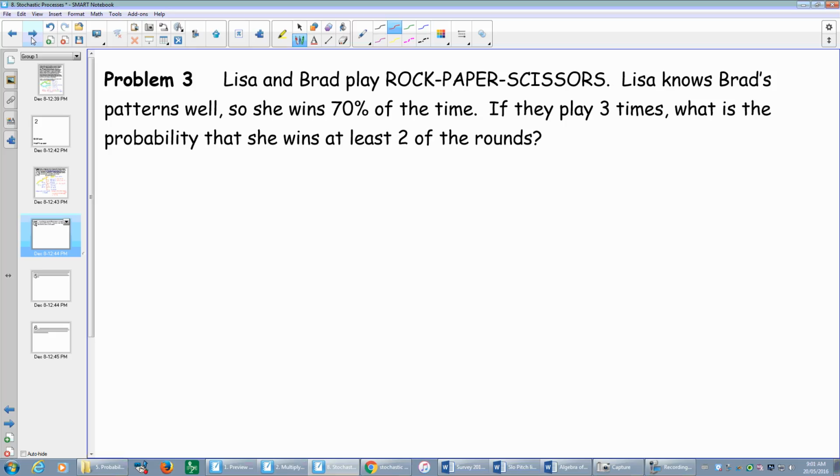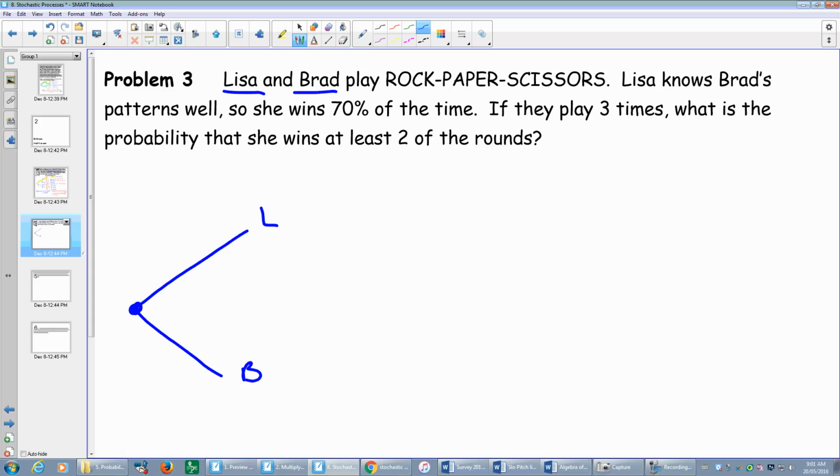Lisa and Brad play rock, paper, scissors. Lisa knows Brad's pattern well, so she wins 70% of the time. If they play 3 times, what is the probability that she wins at least 2 of the rounds? Okay, so I'm going to start off here. I'm going to write the winner. L for Lisa, B for Brad. Lisa knows, so she wins 70% of the time.